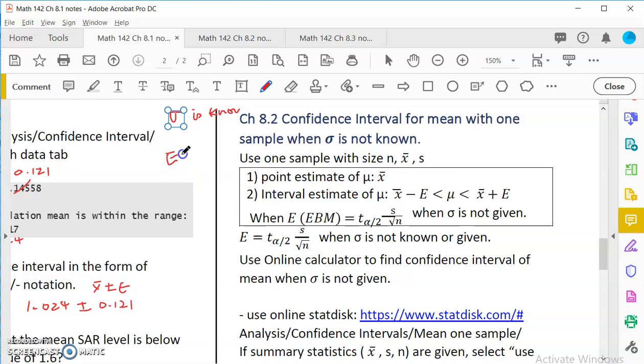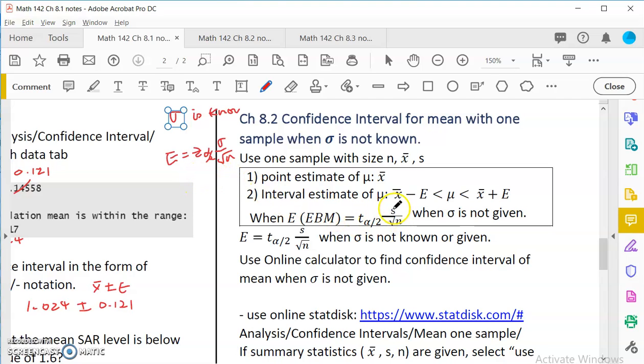then the margin of error is C alpha over 2 sigma over square root n, because that's what the central limit theorem tells us about how x bar is spread out. You have to know sigma, right? How x bar spreads out.